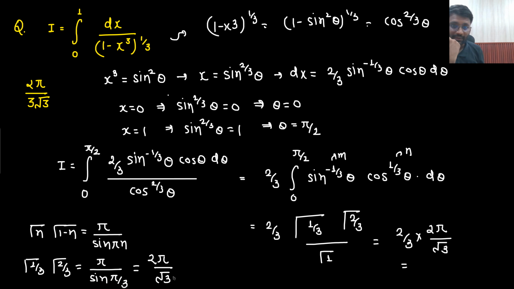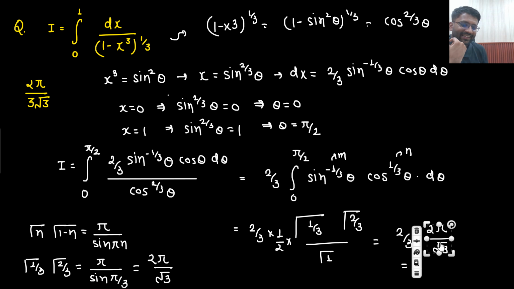2 pi upon 3 under root 3. So what are we missing? We are missing multiplying with 1 by 2. We forgot multiplying with 1 by 2, no? I always said one thing, that you will always forget multiplying with 1 by 2. Although I was having the answer here. That's why I could get to know that yes, I forgot multiplying with 1 by 2, right?